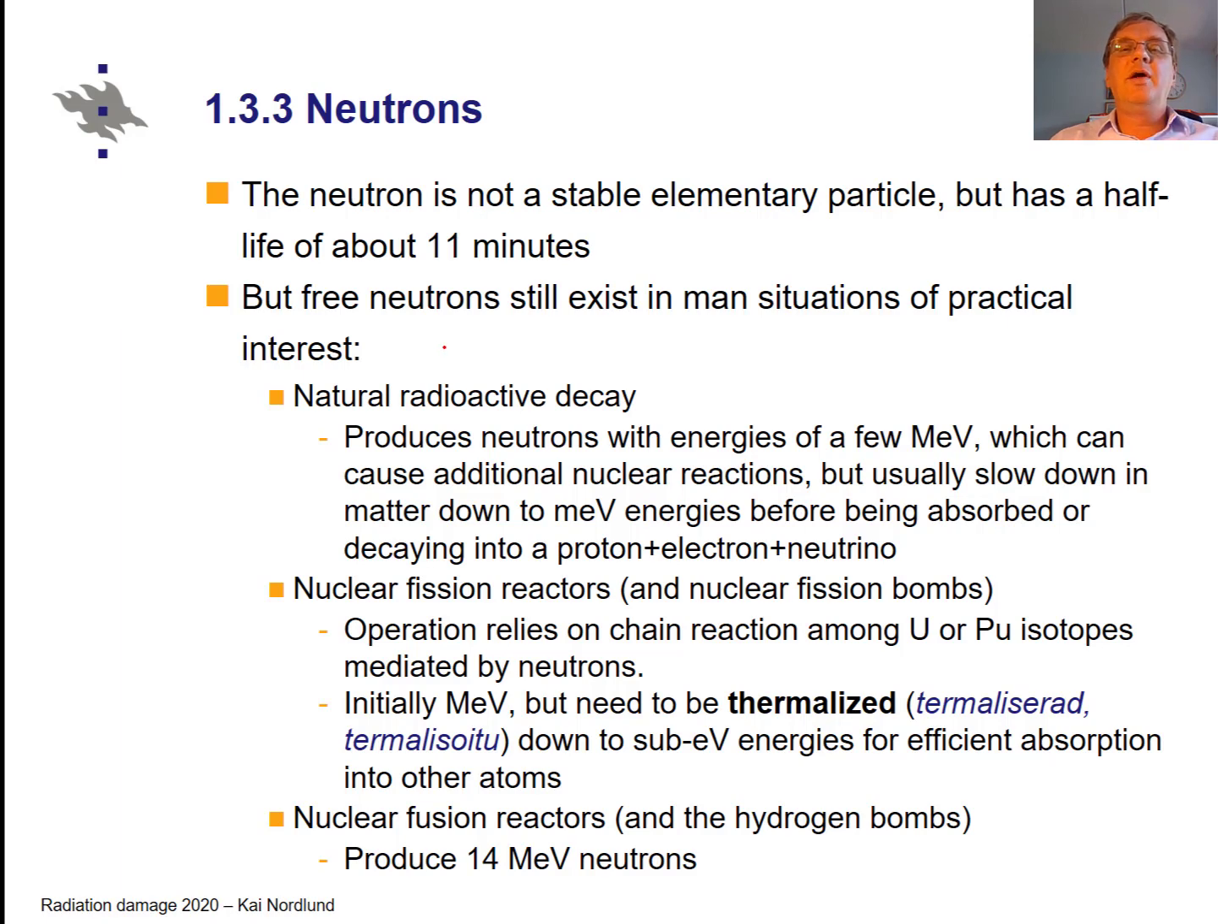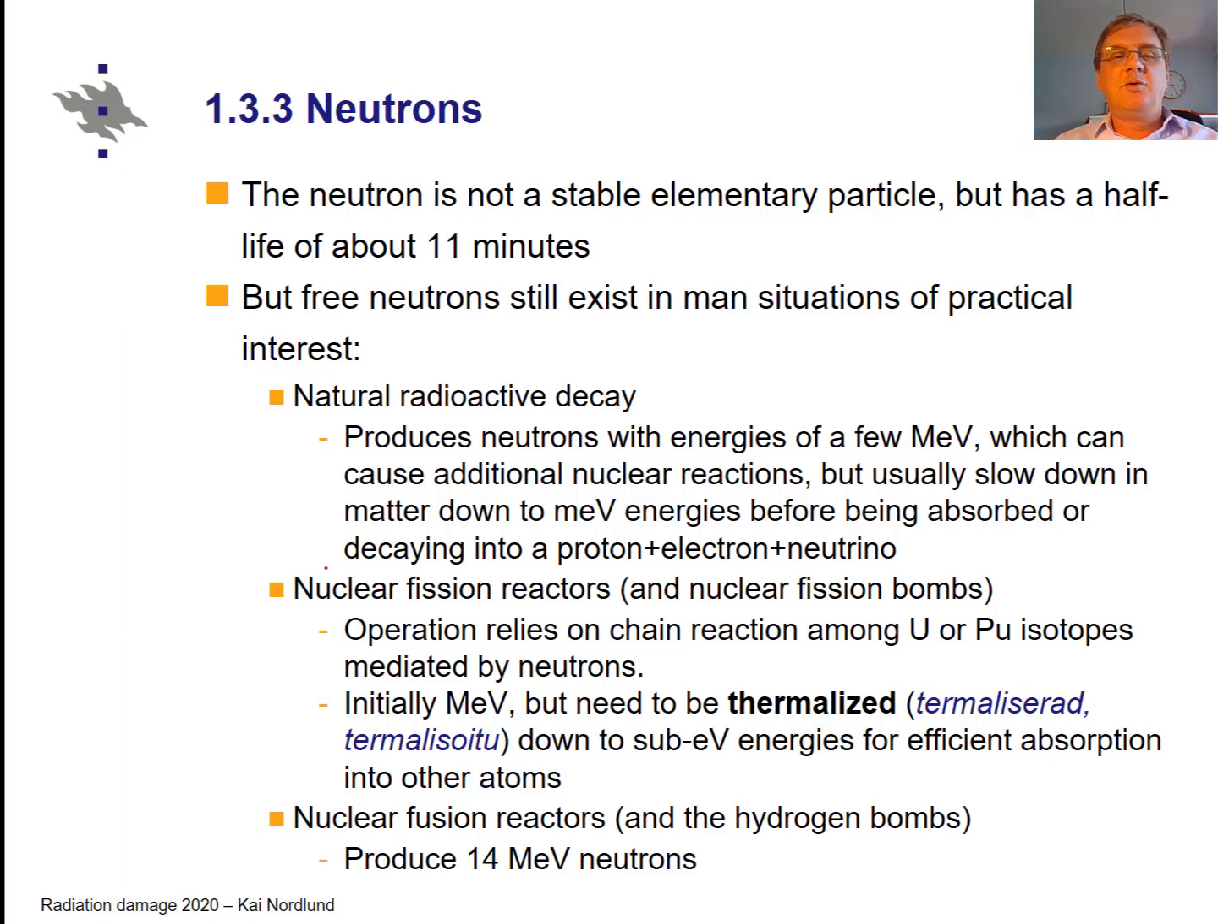Well, going on, we have neutrons. The neutron is not a stable elementary particle, but it does exist for 11 minutes, which is easily enough to hit a lot of stuff if you have a neutron traveling. And so it is possible to get free neutrons. They come naturally from natural radioactive decay. Each one of us, every room, every building has a very small fraction of radioactive isotopes which produce neutrons, so there are neutrons all around us.